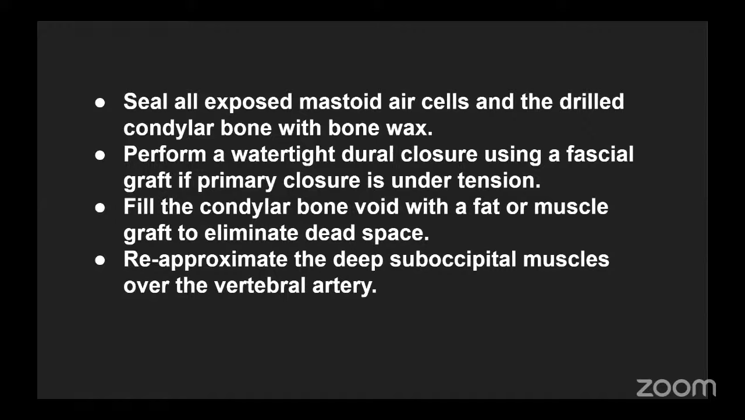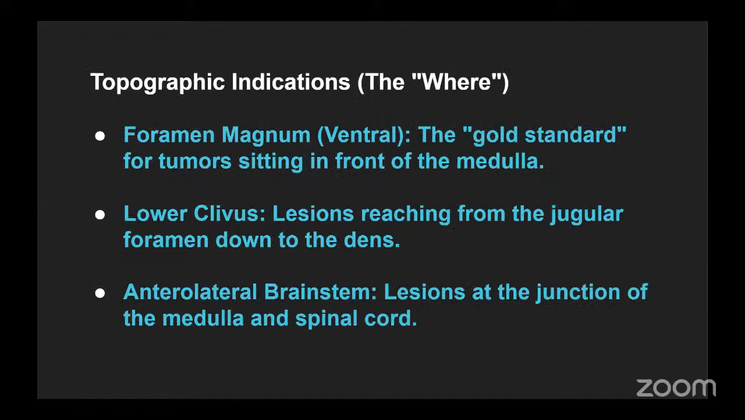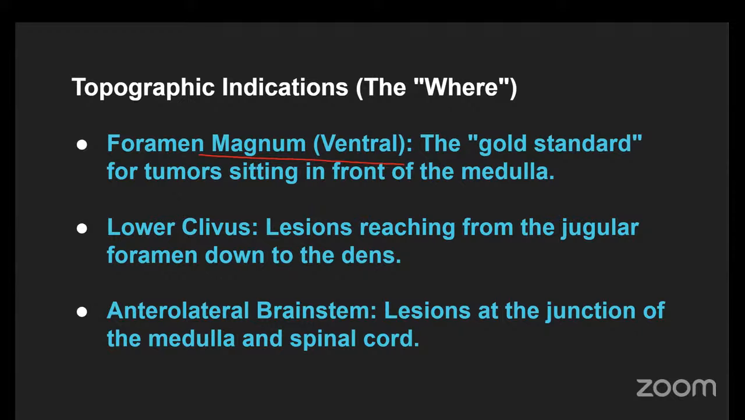So what are the indications? And Dr. Sana very aptly summarized the indications. Any ventral pathologies, especially foramen magnum meningiomas, which are localized to the lower part of the clivus. For them, this is a gold standard approach. Lower clivus lesions like chordomas, chondrosarcomas, etc. And we have the anterolateral brainstem. These are the typical indications. If the location of the pathology is here, then we have to proceed for a far lateral transcondylar approach.